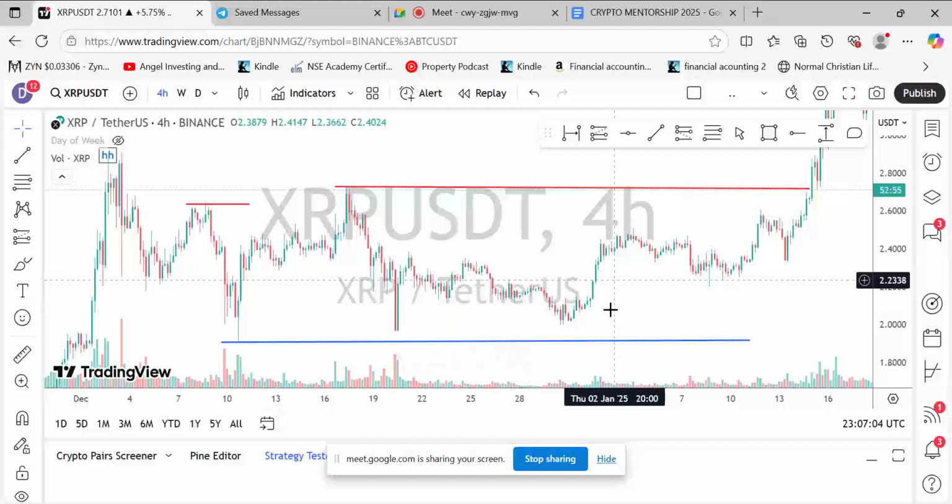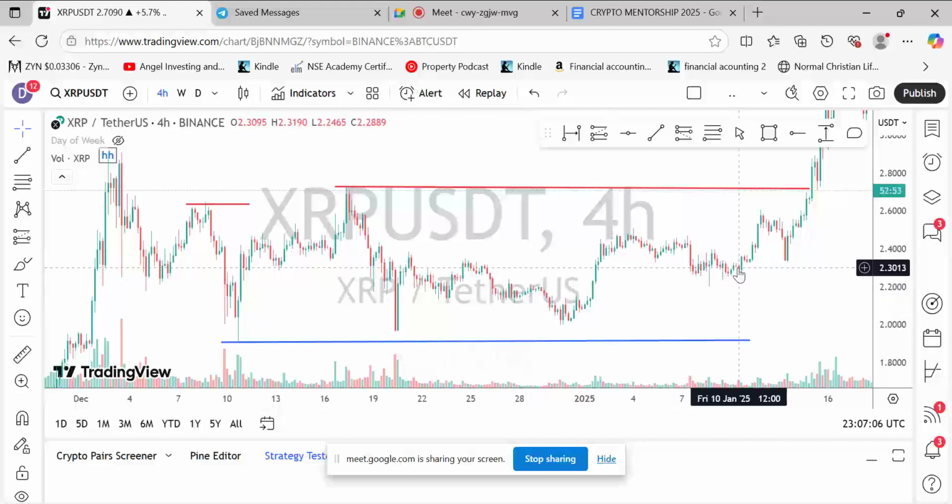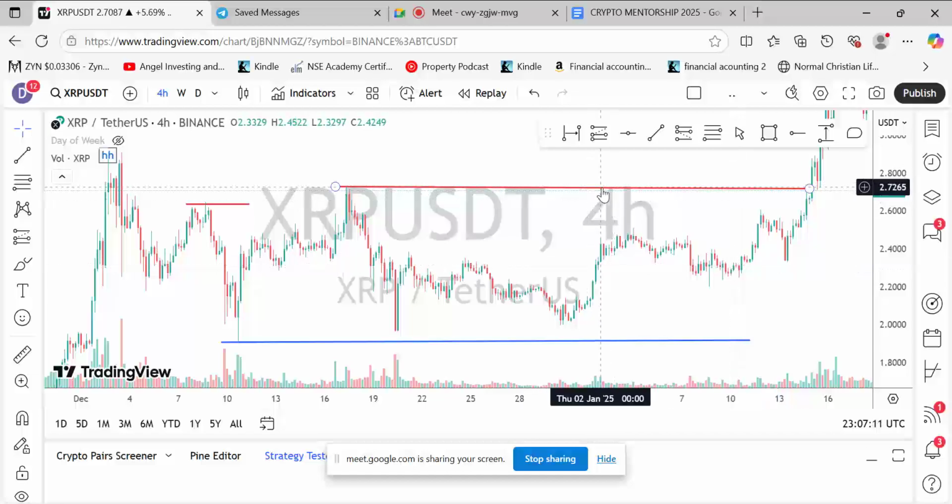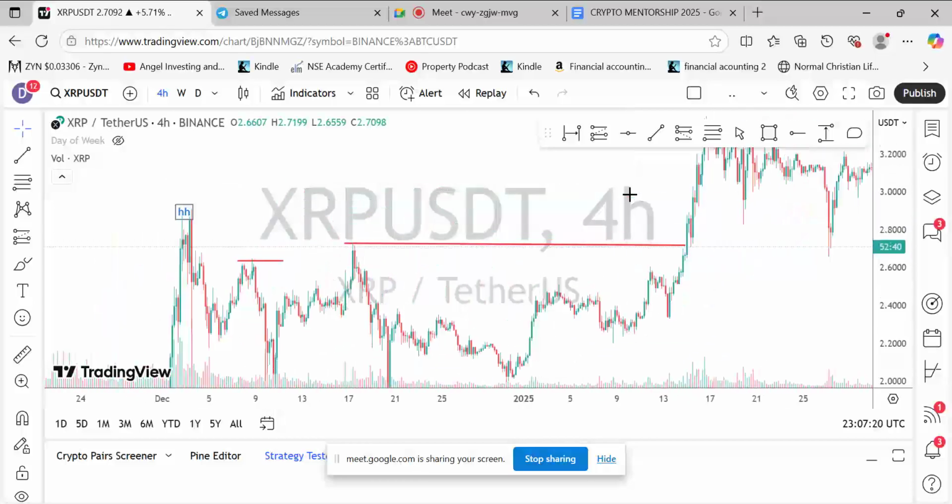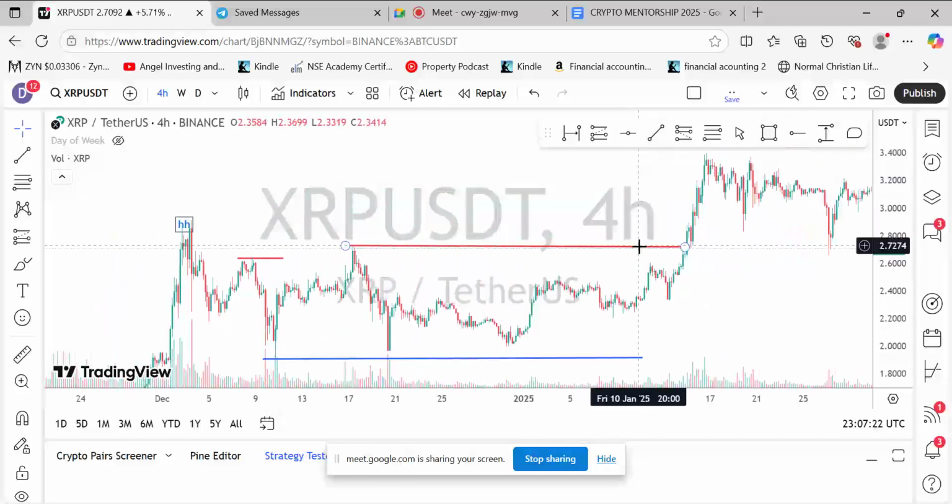Okay, and then when you buy this trade, where is your first take profit? At the sell wall. At this red line here is the first take profit. Do you understand? So that is your first take profit. Always take it.